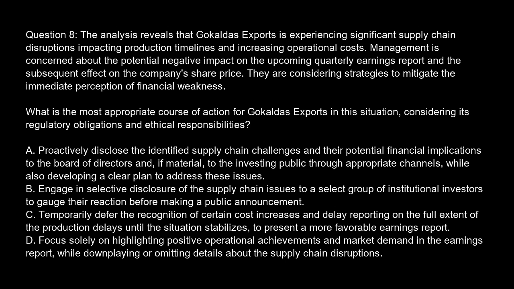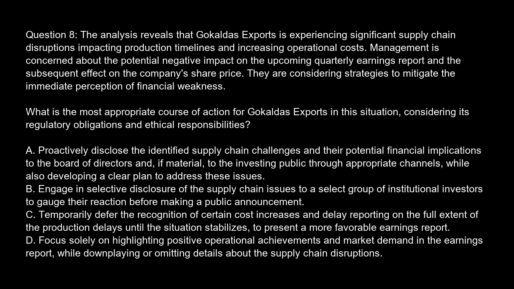responsibilities? Option A. Proactively disclose the identified supply chain challenges and their potential financial implications to the board of directors, and if material, to the investing public through appropriate channels, while also developing a clear plan to address these issues. Option B. Engage in selective disclosure of the supply chain issues to a select group of institutional investors to gauge their reaction before making a public announcement.